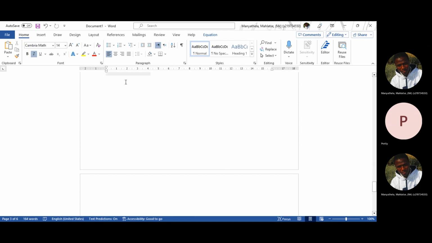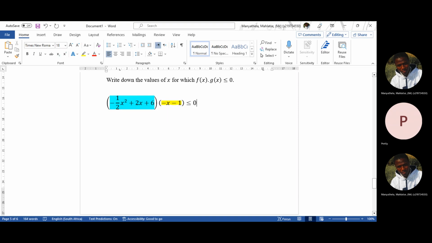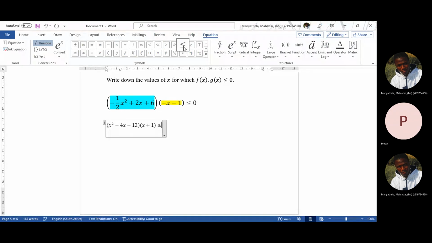So what I do here is divide the equation from the beginning, the part I highlighted in blue, minus 1 over 2. So we remain with x squared minus 4x minus 12, the one I highlighted in yellow, which I divide by negative 1. So x over positive 1 also becomes positive. So we keep the same sign, which is less than or equal to 0.